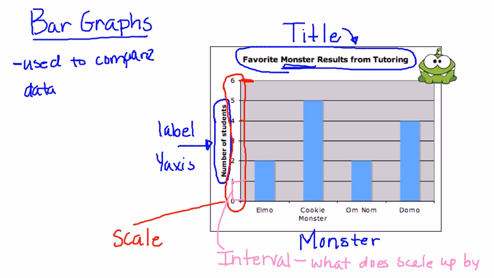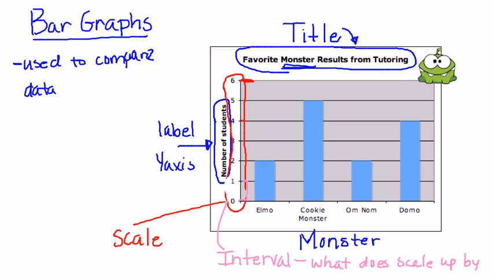Notice here, I might have to do a little bit of erasing so that you can see, oops, almost too much erasing. This interval is going up by 1 right here. And then going from the next number from 1 to 2 is also 1. So our scale goes all the way from 0 to 6, but our interval is going up by 1s, and the interval is the same, going all the way up.